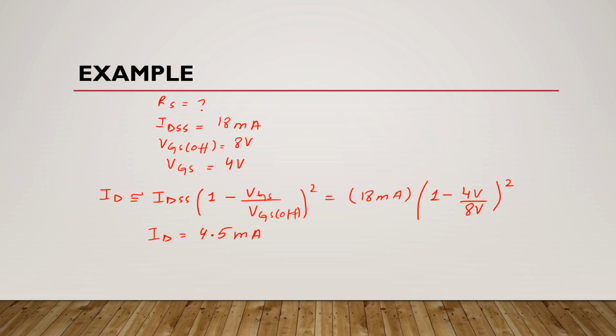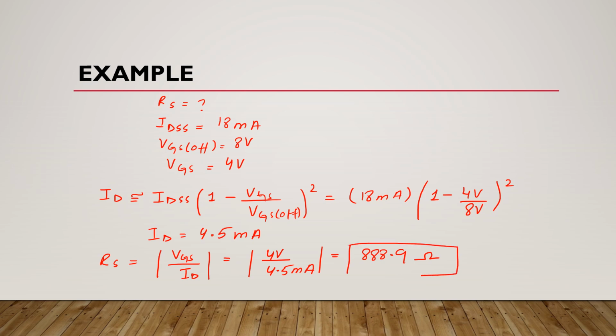Now we will find the value of source resistor using this relationship. We know that this gate to source voltage is 4 volts and here we have 4.5 milliamperes. After solving this, you will get 888.9 ohms. So this is the value of source resistor which is required to self-bias this junction field effect transistor.